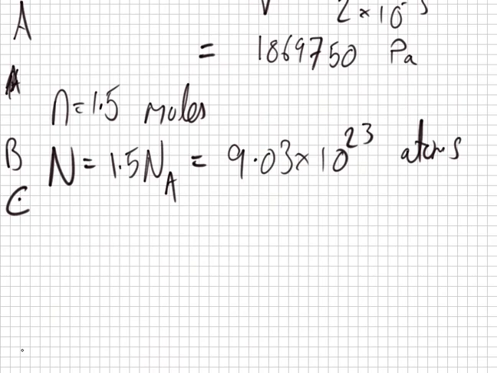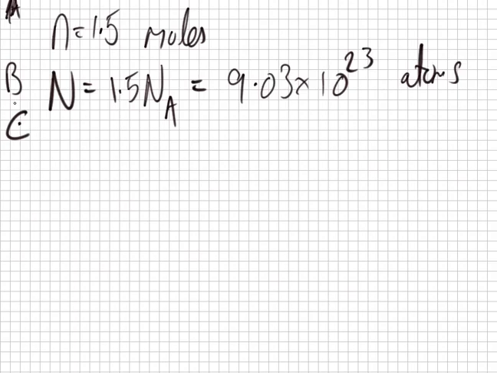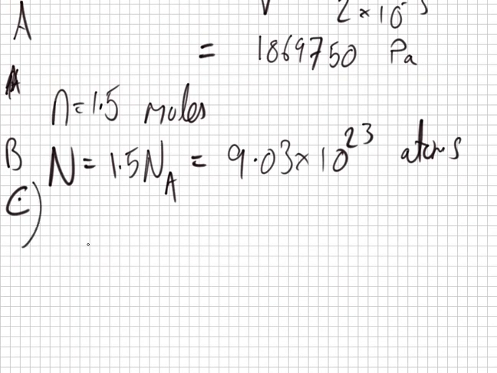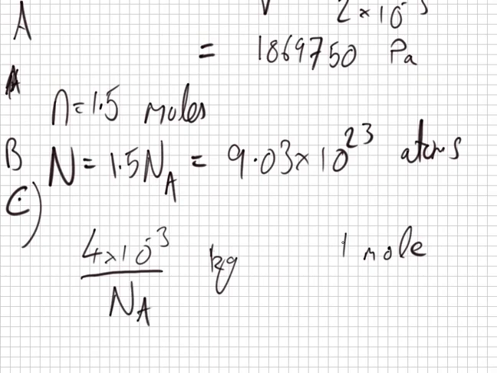Now, part C. I tell you that the molar mass is 4 times 10 to the minus 3 kilograms. So that's the mass for 1 mole. What's the mass for 1 atom? So what do I do? Divide by Avogadro's number. Good old Avogadro. So dividing this by Avogadro's number will change this from a mole to an atom. So how much is that now? 6.64 times 10 to the minus 27.